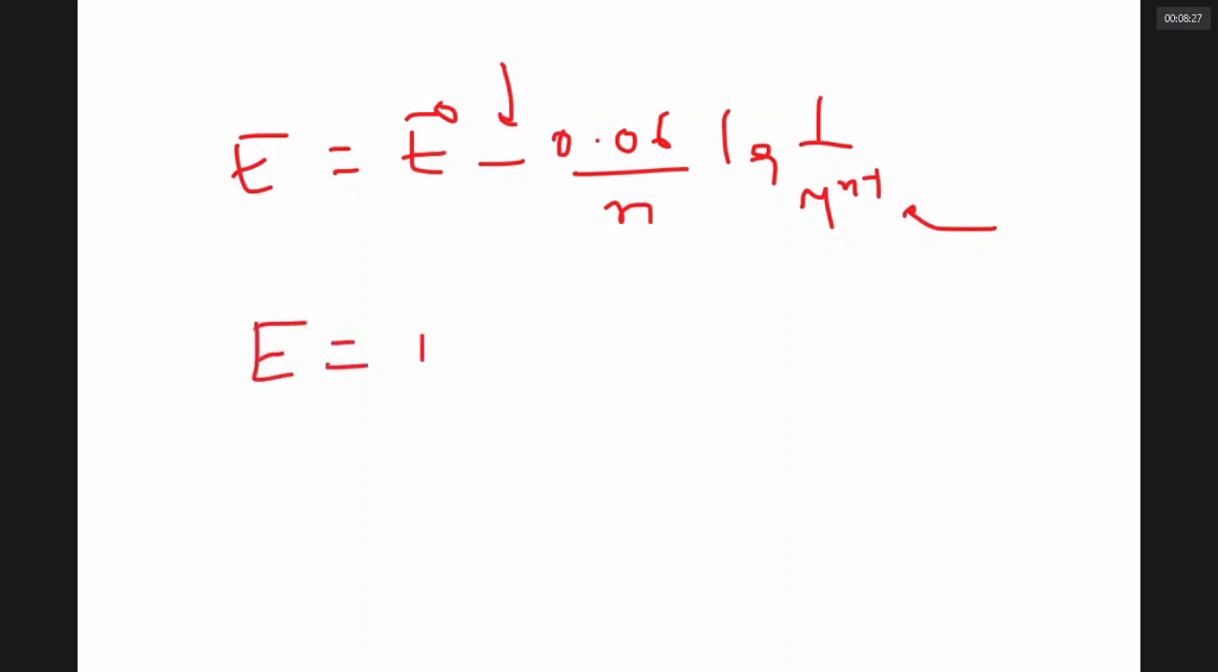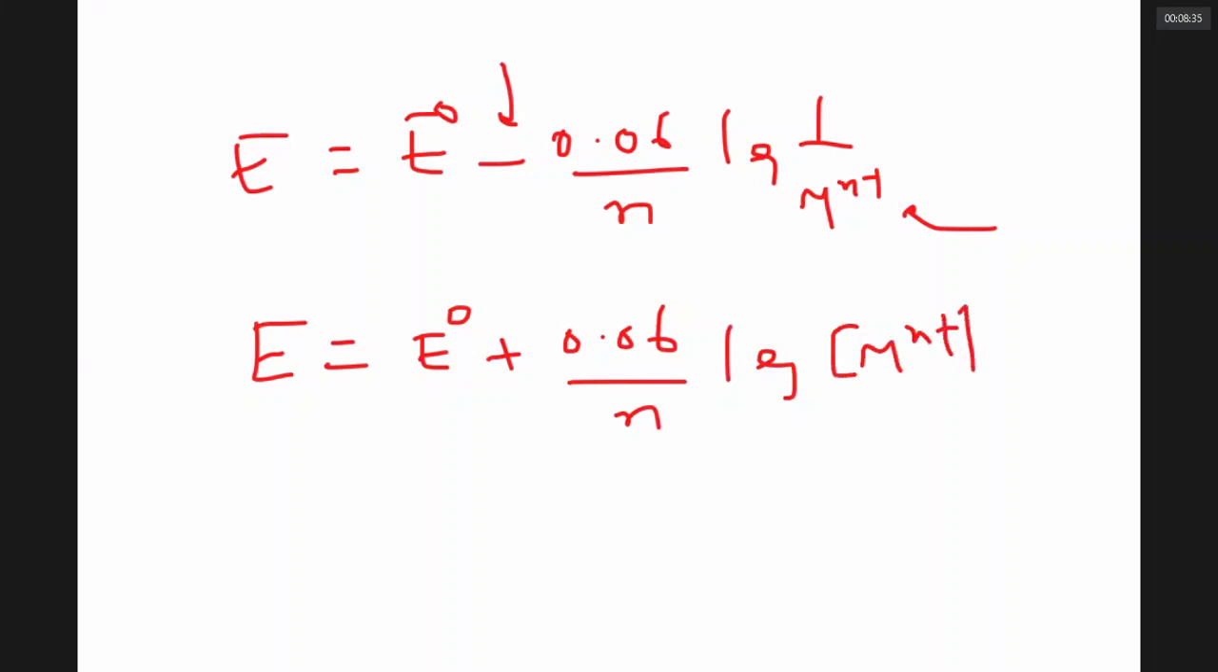Please look at the textbook sign. We will go to textbooks soon. Both are mathematically equal. Agreed?